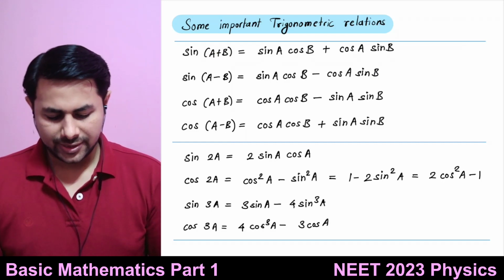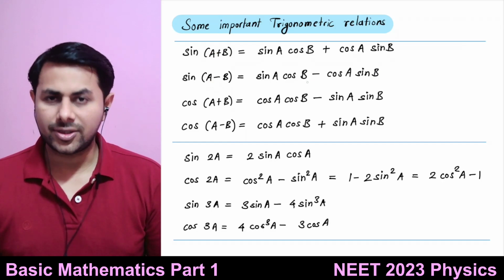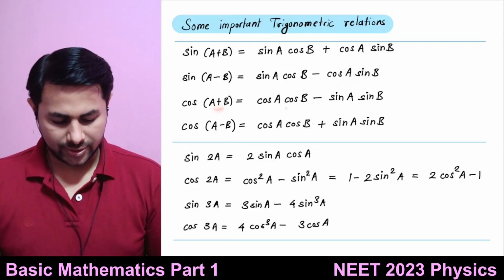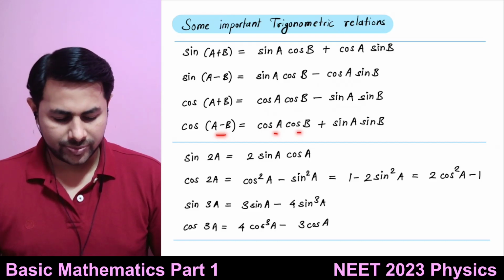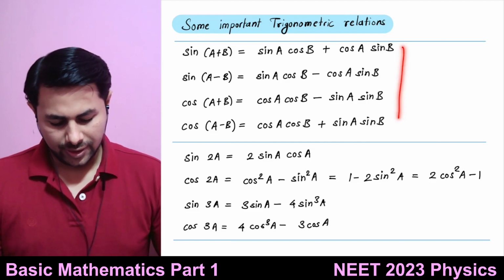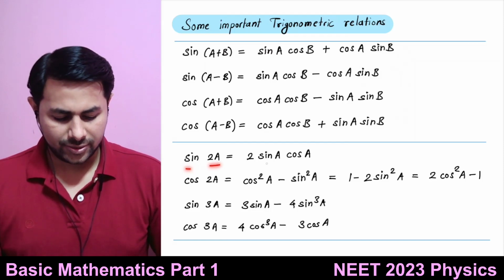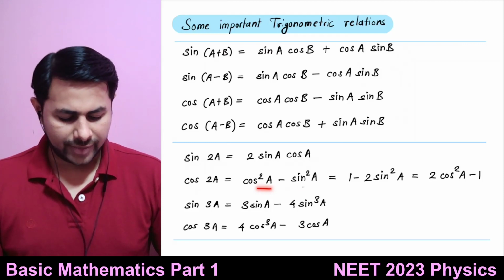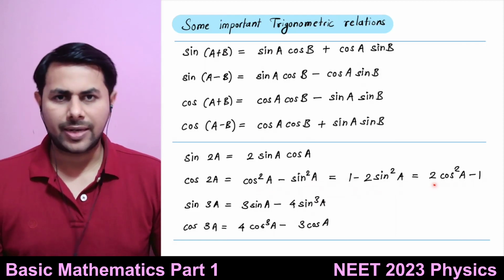All right. Next, sine of difference of two angles. Sine of A minus B is sine A cos B minus cos A sine B. Next, cos of sum of two angles is cos A cos B minus sine A sine B. And cos of difference of two angles is cos A cos B plus sine A sine B. Okay. So we have to memorize these formulae. Then these are double angle formulae. Okay, sine of 2a is 2 sine a cos a. Cos of 2a is cos square a minus sine square a, or 1 minus 2 sine square a, and there is 2 cos square a minus 1.